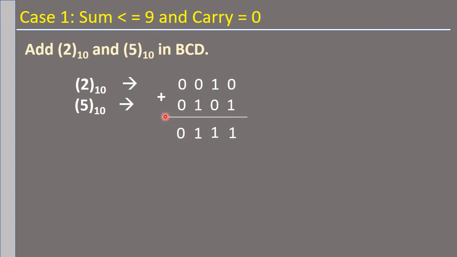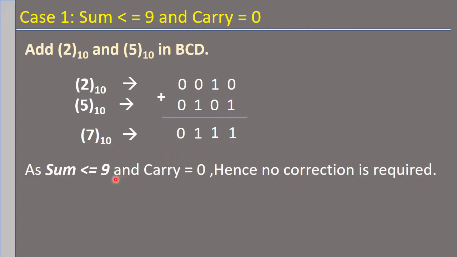As the sum here is 0111, that is 4 plus 2 plus 1, which is equal to 7. And as the sum is less than or equal to 9 and there is no carry generated, that is, carry is equal to 0, the result is in valid BCD form, hence no correction is required. So the final result is 0111. And if you cross check it, 2 plus 5 comes to be 7.